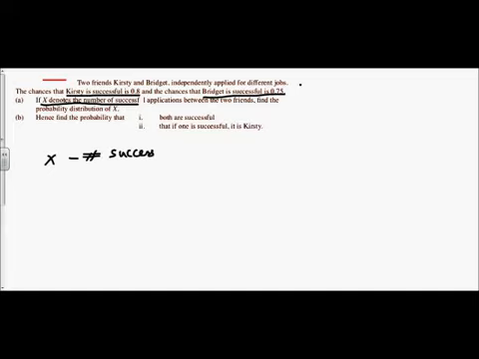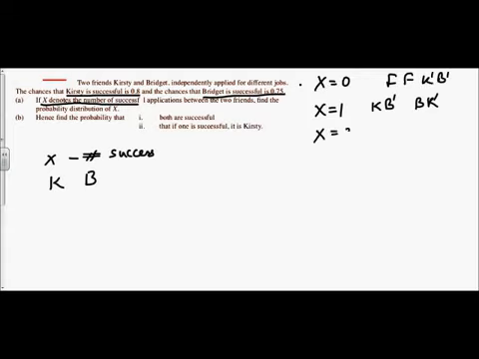So if x denotes the number of success of each of the individual friends, then let me use k for Kirsty and b for Bridget. If x is equal to 0, that means both of them have failed, no success. If x is equal to 1, one of them has succeeded, that is either k b dash or b k dash. Dash means it's failure. Here I can use k dash b dash, that both of them have failed. If x is equal to 2, which means both of them have succeeded, which means k b.